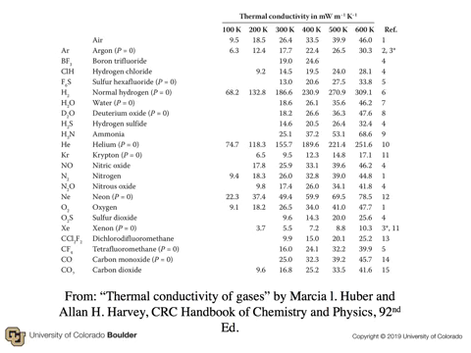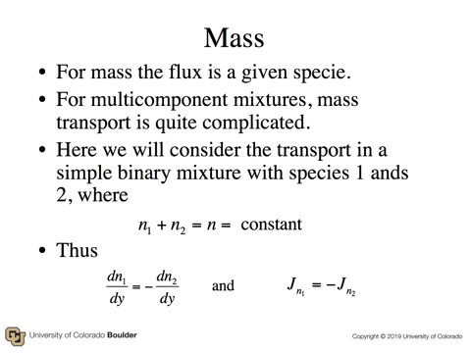But this gives, for a number of substances of varying molecular weight, the thermal conductivity at various temperatures. Finally, how about mass? For mass, the flux is of a given species, and for a multi-component mixture, it turns out that mass transport is quite complicated. But if we don't have at least two species, then mass flux doesn't really mean anything because there's only one species, and there'll be no net flux of that species other than through the motion of the gas.